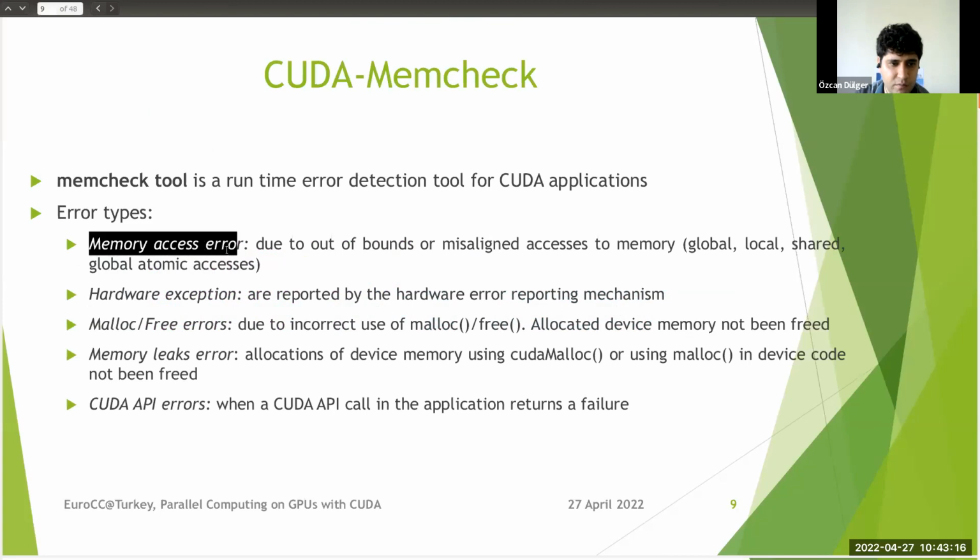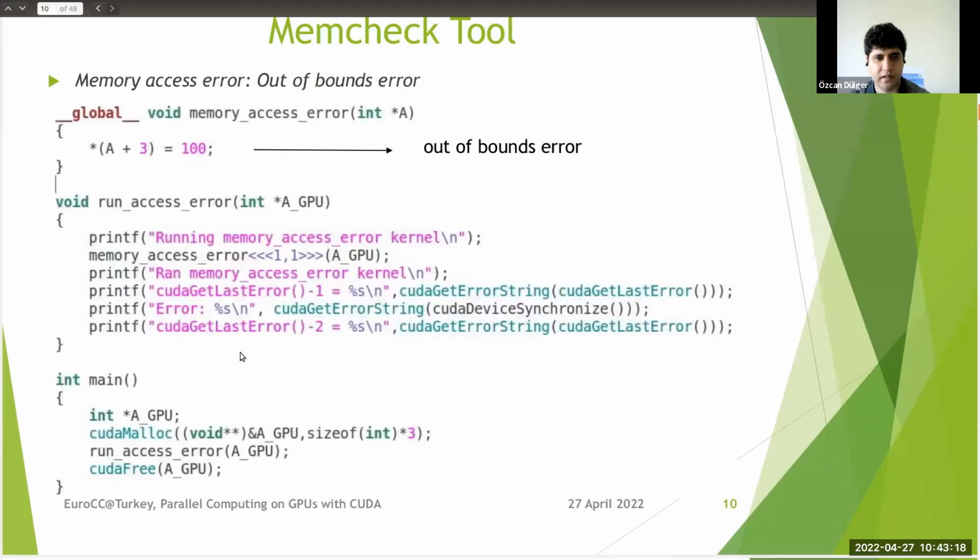Memory access error. Here is a simple example. We have an array GPU in device, which is created in device memory. We create it with 3 elements here. Then we call the relevant function, and we call CUDA free. Here, inside the run access error, there are some messages.